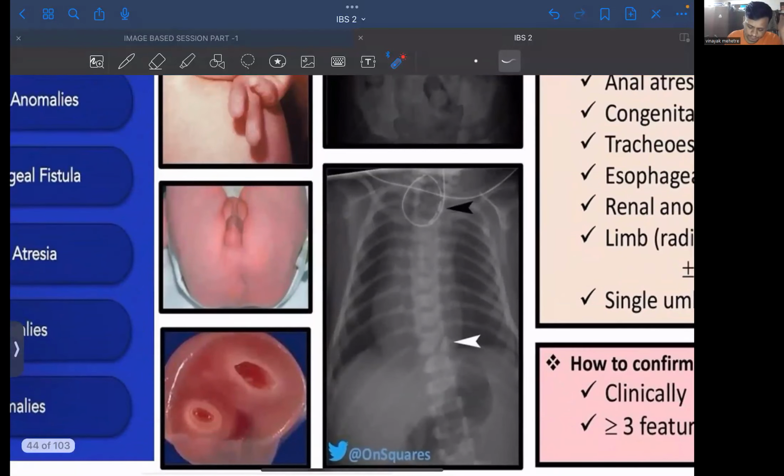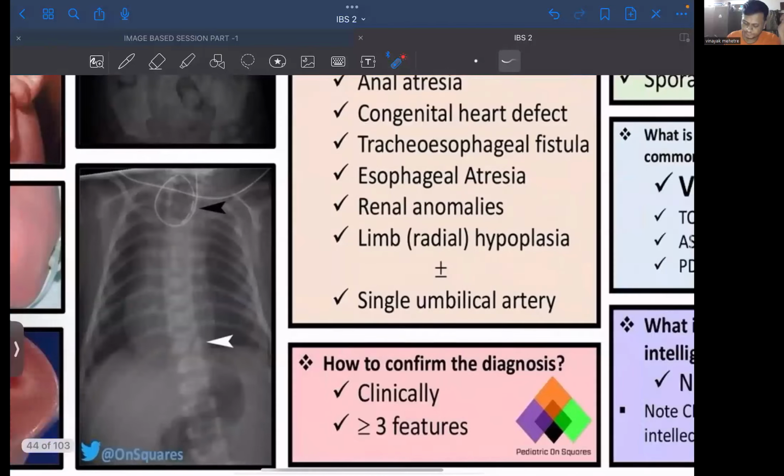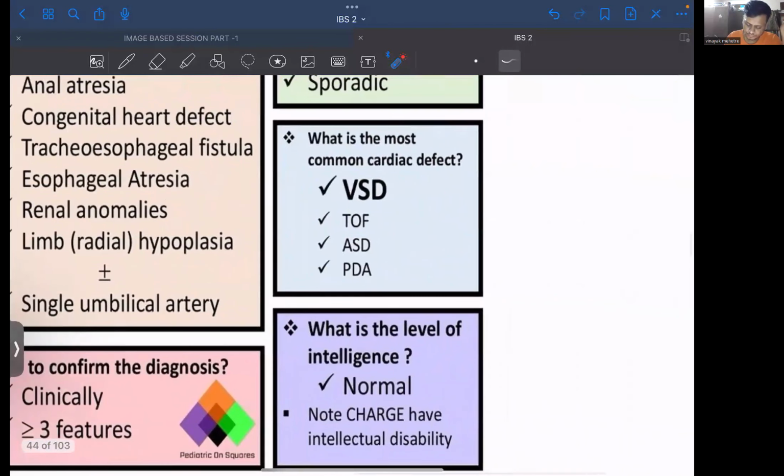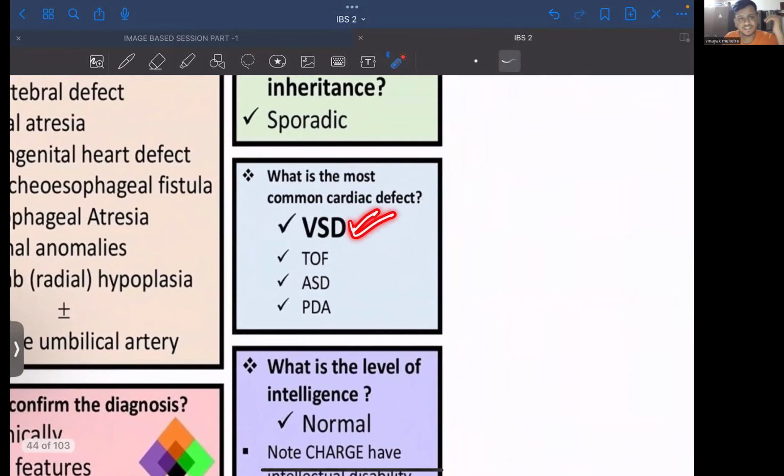How will it look? It will look like this. Okay? Understood? And what are the cardiac associations with VACTERL syndrome? VSD will be found, tetralogy of Fallot also seen, ASD can be seen, patent ductus arteriosus also can be seen. But the most common is VSD, ventricular septal defect.